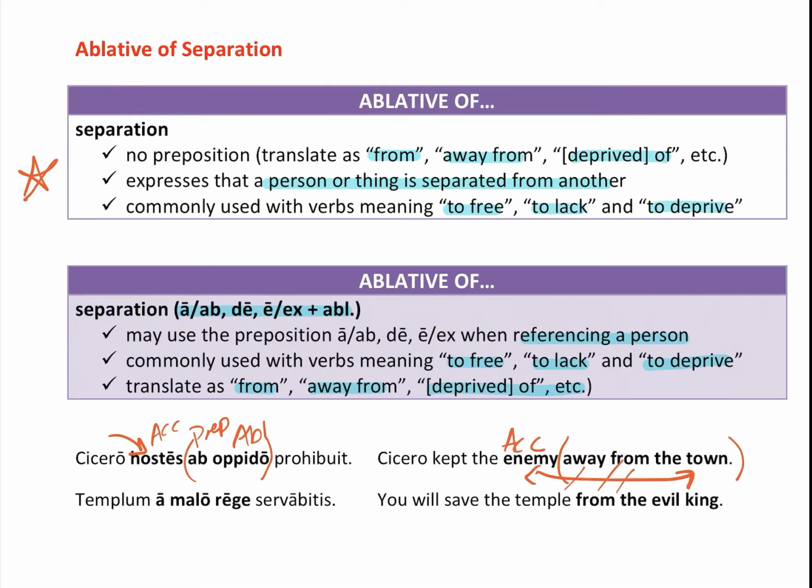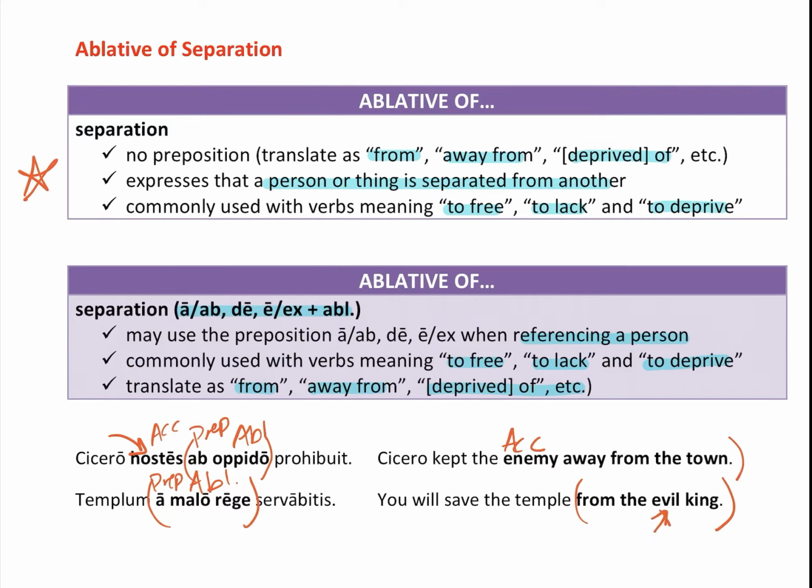They're being separated, okay? So, with a preposition, because we're referencing a person, templum a malo rege servabitis. You will save the temple from the evil king. The prepositional phrase starts with a malo rege. So here we have the king, the person that happens to show up in the prepositional phrase, and this time the whole thing gets put in the ablative. It's the preposition followed by an ablative. The temple is being separated from the evil king.